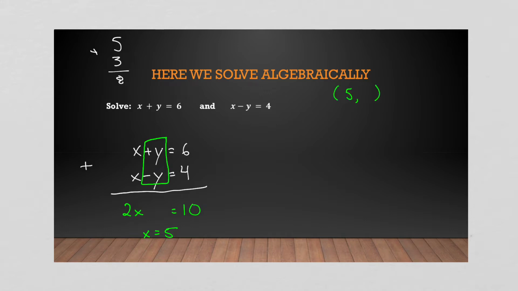So now what you can do is take this value you solved for x. We know that x is 5, and you plug it into either of these equations. So now x plus y equals 6. That means 5 plus y equals 6. That means y equals 1. So we solve for the point (5, 1).